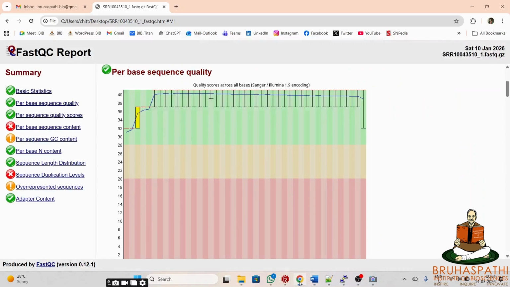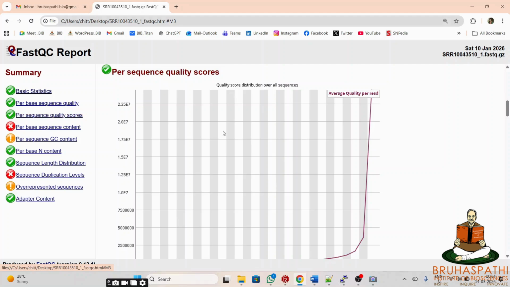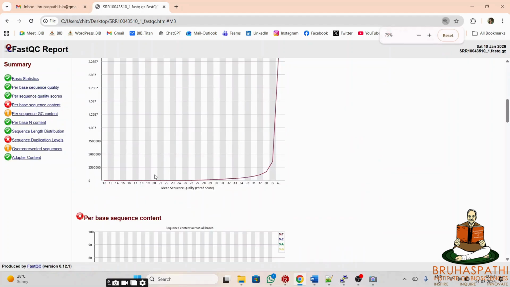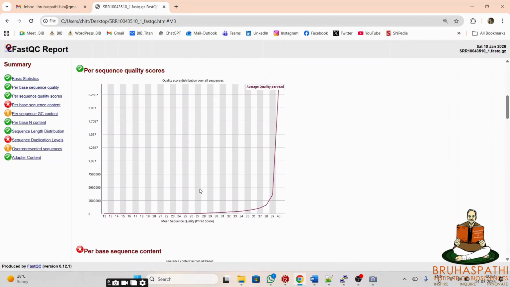Now, let's get into our next parameter. Per sequence quality score. What does this mean? What is the average quality of a sequence? You take the first sequence, if the bases are 100, the sum of all the qualities divided by 100. And what is that quality? When you see the average quality score across the sequences is maintained at 40, which is a very good sequencing.